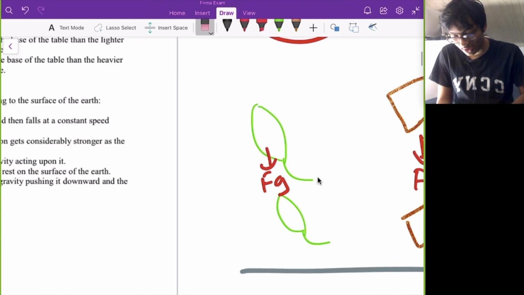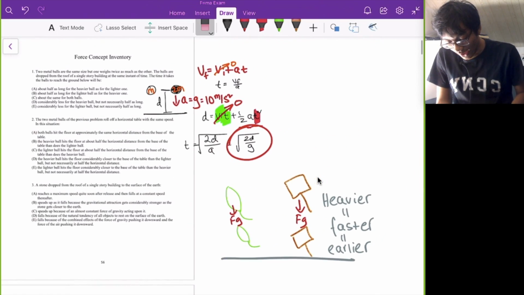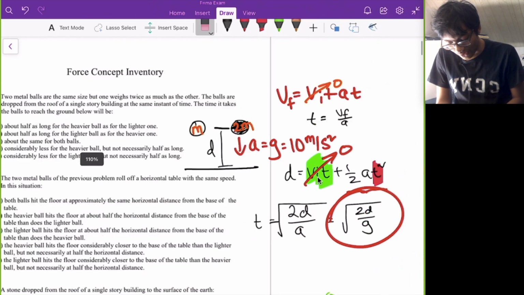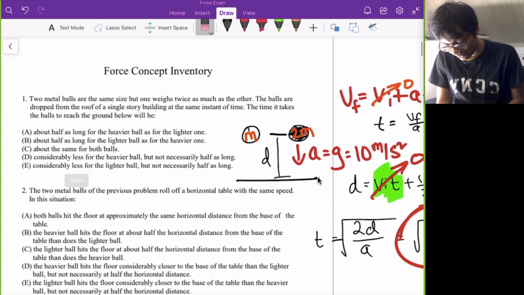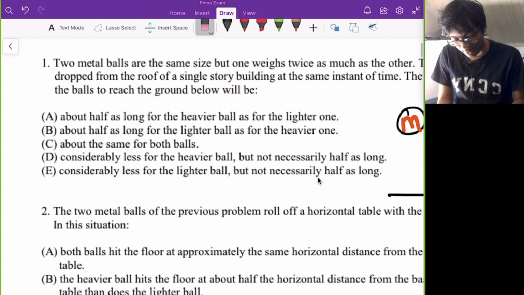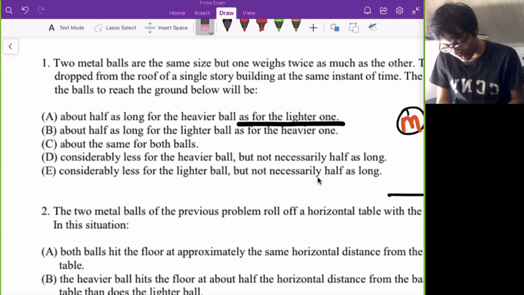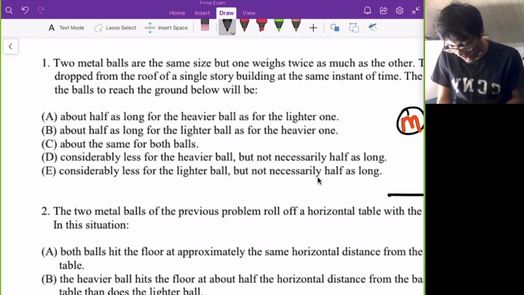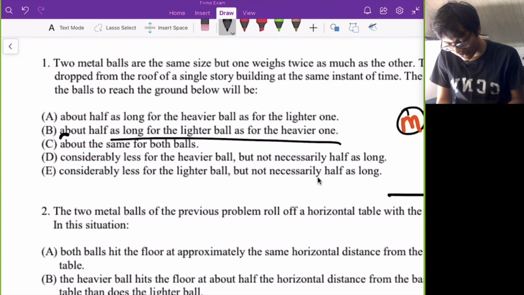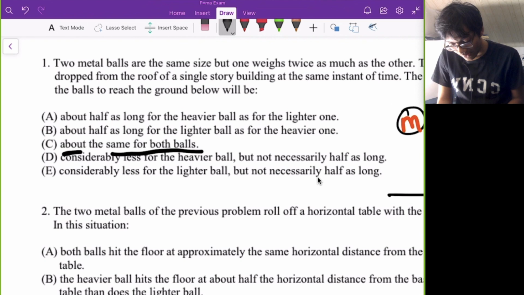It was proven that Galileo was correct. So let's see which one of our choices matches that statement. About half as long for the heavier ball as for the lighter one. No, we've just disproved that. About half as long for the lighter ball as for the heavier one. No, they should be the same time. The time for the balls to reach the ground below will be about the same for both balls. And indeed, that's the answer we're looking for.